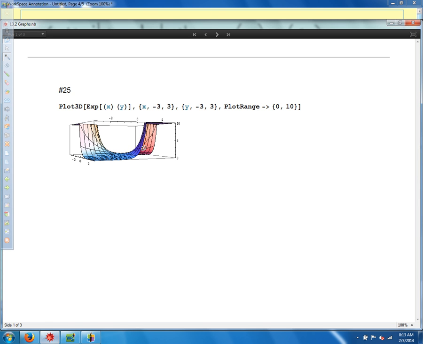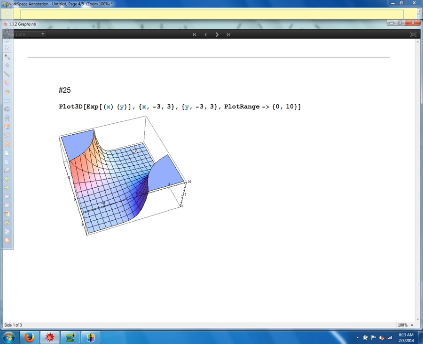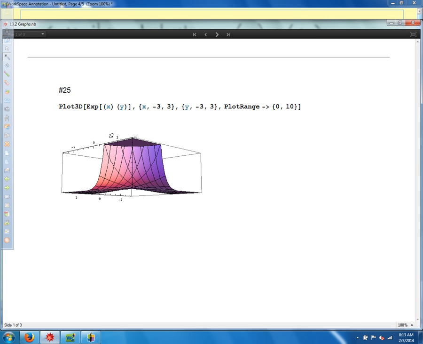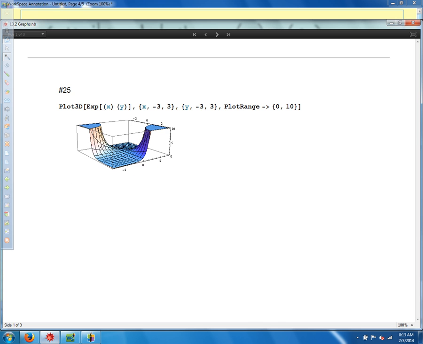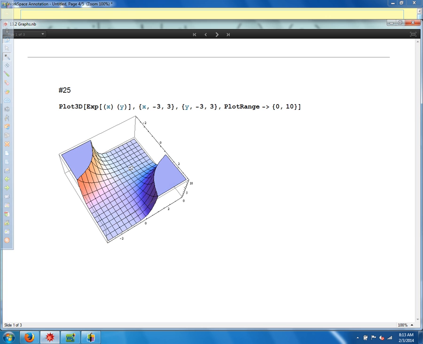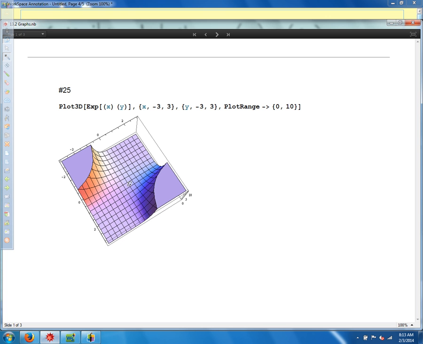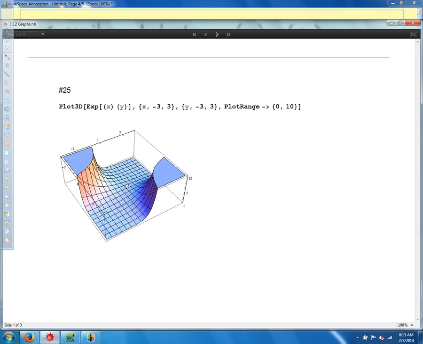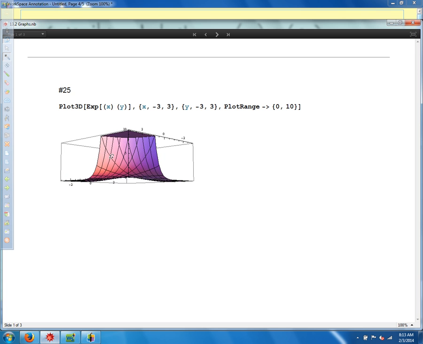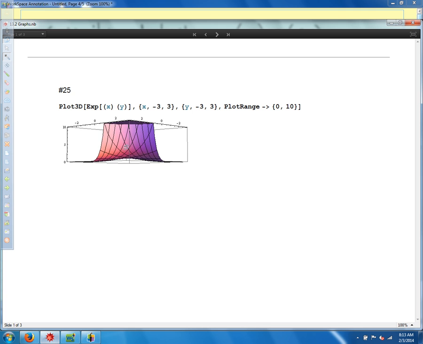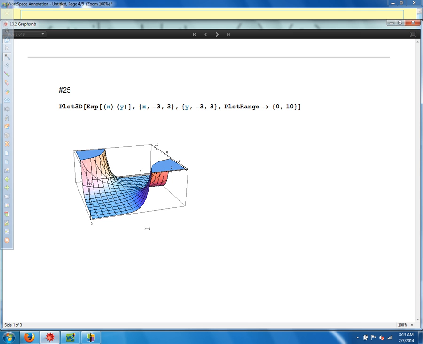There's e to the xy. And right here in the middle, you can see it raises up a little bit. And so our limit as xy approaches 0, 0, right here in the middle of this grid, is going to be 1. It kind of rises up just a little bit there. So there's a graph of that function.